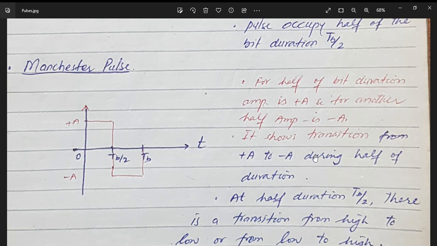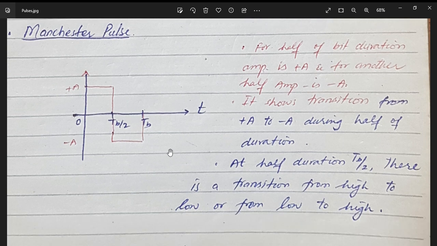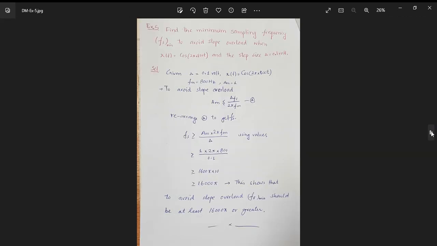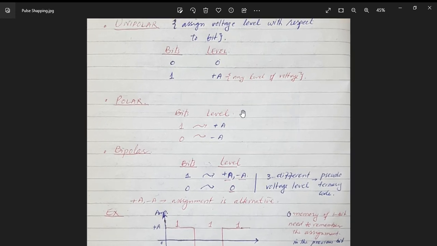So it shows a transition from positive A to negative A during half of the duration. The amplitude changes between positive A and negative A, and this change occurs at the half bit duration. At half bit duration, there is a transition. In other words, you can also define this as: at half duration Tb by 2, there is a transition from high to low level or from low to high level. So these were the types of the pulses.